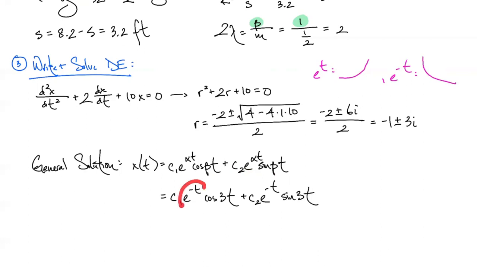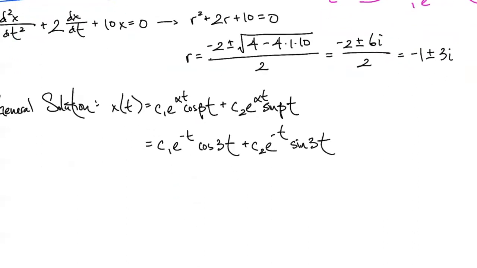Okay, so this e to the negative t is the part that says, hey, these waves are going to get smaller and smaller and smaller as you go over time. Because both terms have that, a lot of times we'll actually just factor that out to the front and write it like this. Okay. That is up to you though.